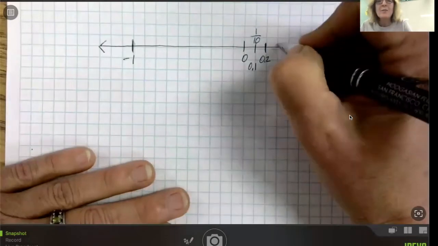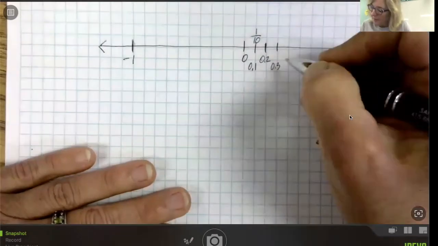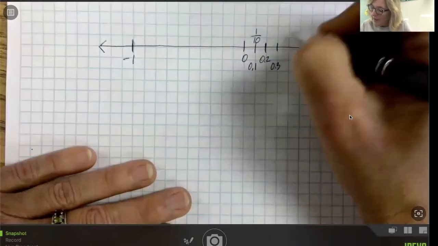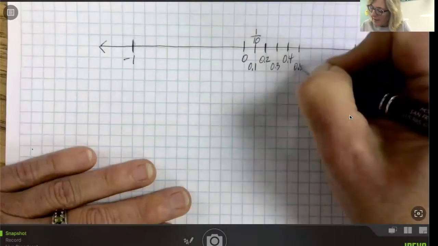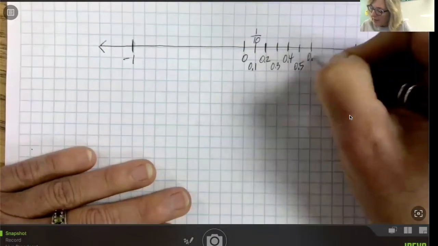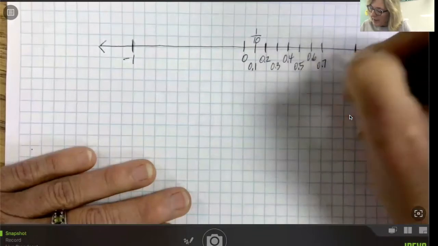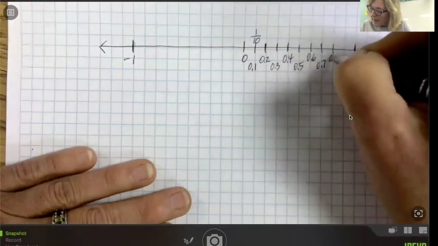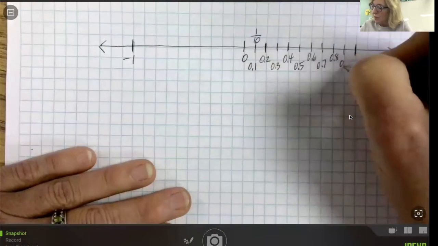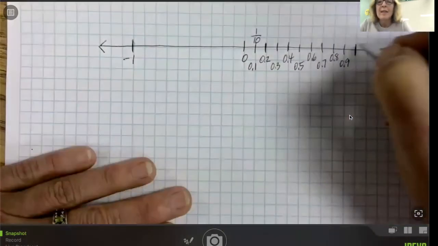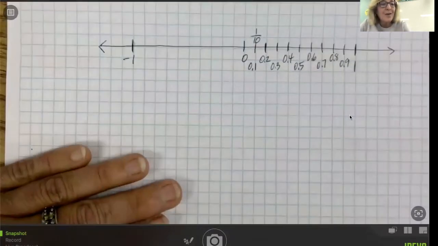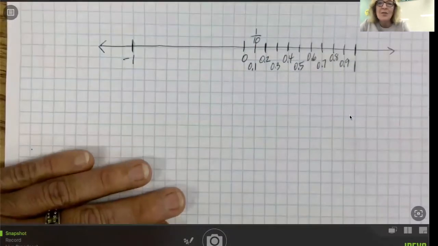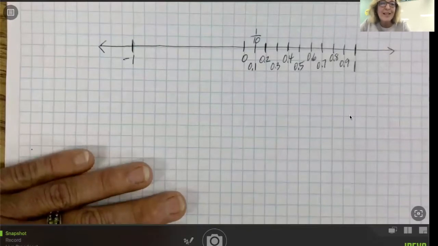The next space would indicate 3/10, and then we have 4/10, 5/10, 6/10, 7/10, 8/10, 9/10, and then you notice we get to 1. I forgot to label 1. 1, if we kept counting by tenths, would have been 10/10, right? 10 divided by 10 is 1, so it's just another way of saying 1. 1's a more efficient way of saying that value rather than 10/10.